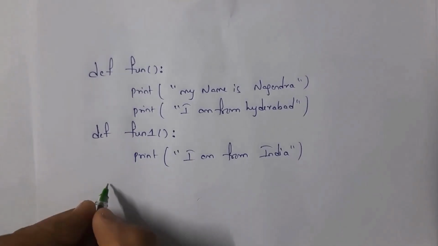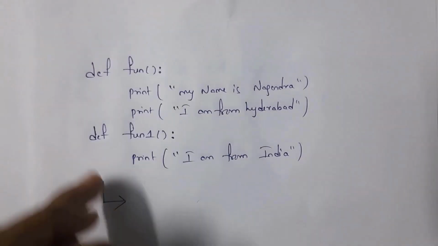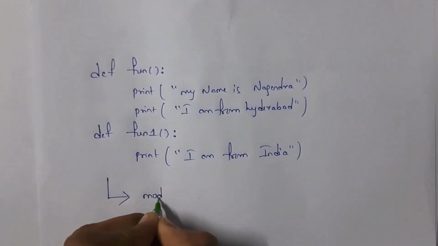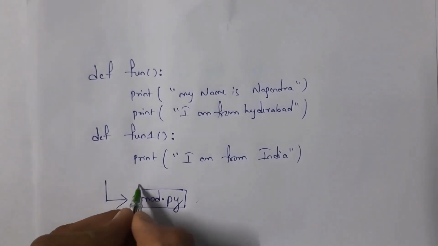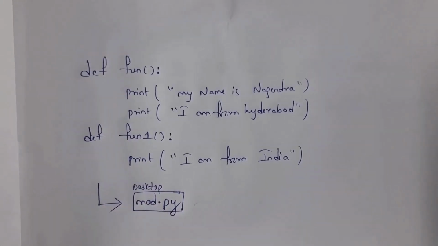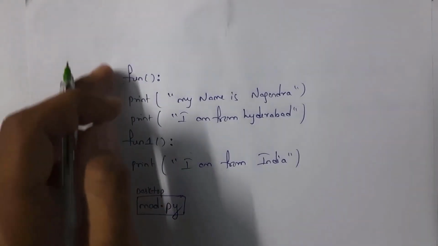Next we need to save this file. As you know, we save this file with .py. I am giving this module name as mod, so mod.py. This is nothing but a module. I am saving this file in the desktop location. This is how we create a module. Call this mod.py a module because it is a collection of functions.